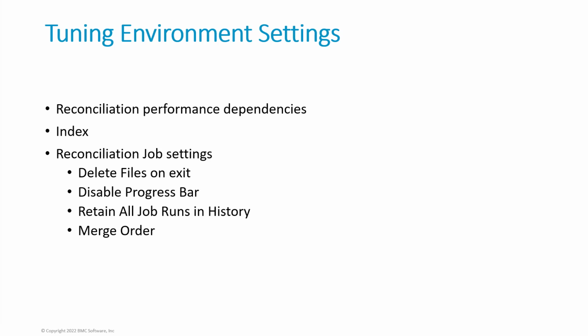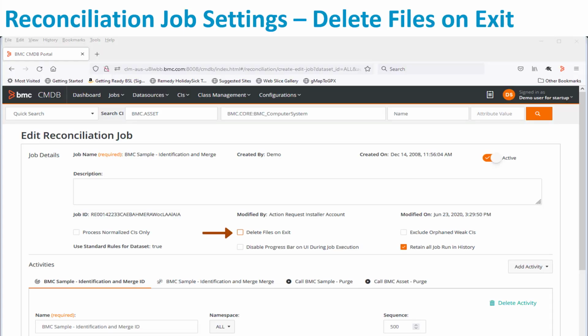When a new reconciliation job is created, or when you check existing jobs, ensure that the following options are set. When the reconciliation logging level is set to error, 0-byte log files are created. Setting the delete files on exit option means that reconciliation will not fill up the log directory with these log files.